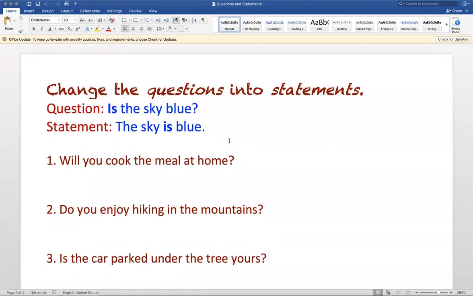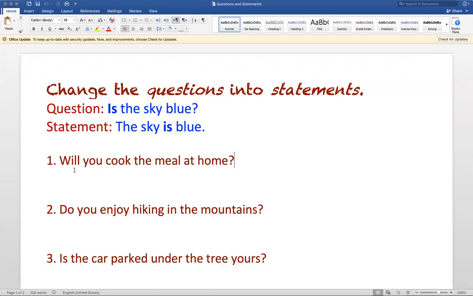First of all, what is a question? A question is when we are asking something. For example, is the sky blue? And then a statement is when we are just simply telling something. We're stating something. We're saying it as a fact. The sky is blue. Okay, so first we'll start with questions and we'll change these into statements.